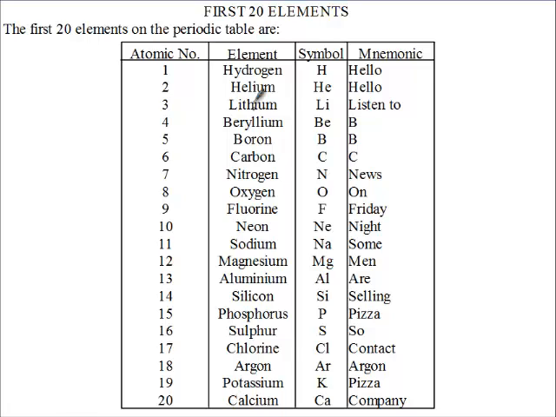So we've just seen that these elements are arranged in increasing atomic number. Hydrogen has 1, helium has 2. Okay, and then we can remember this by using the mnemonic: Hello hello, listen to BBC News on Friday night. Some men are selling pizza, so contact Argon Pizza Company. Here the listen to are together for lithium.